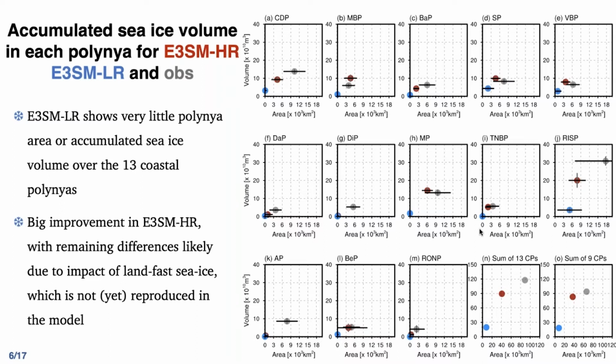And so one hypothesis is that these polynyas are usually formed in the real world against landfast sea ice, which is sea ice that is anchored, in a sense, against the land. And so we are not reproducing landfast sea ice yet in E3SM. So we're really not giving a support for the polynya to form.